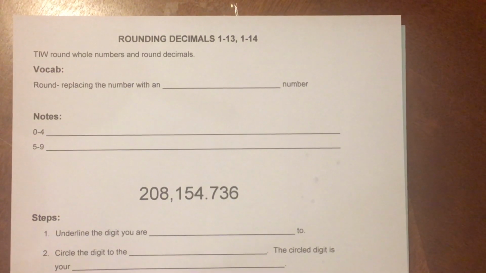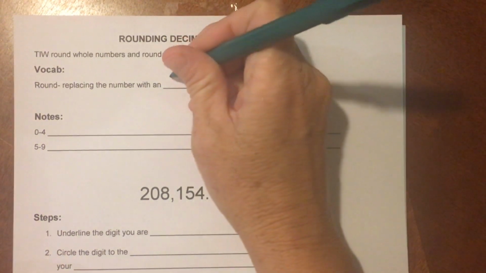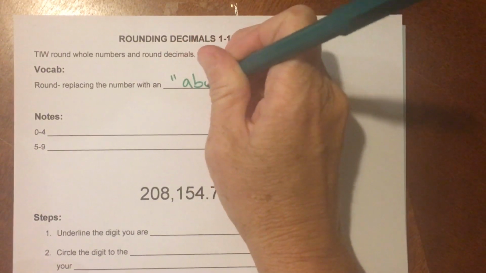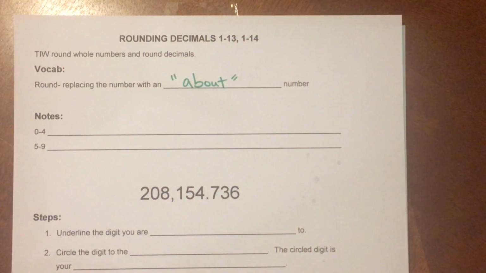And round means you're going to be replacing the number with what I would call an about number. Rounding is really important because that's what you really do in everyday life. We don't always use exact numbers. We always use about numbers.